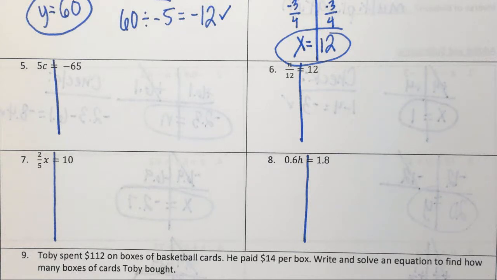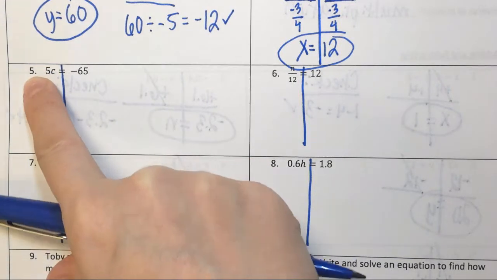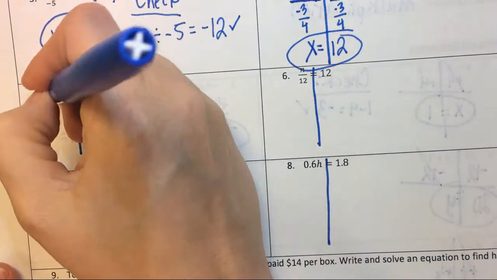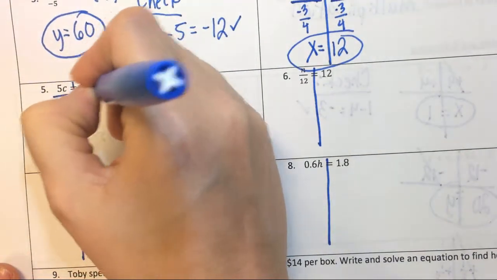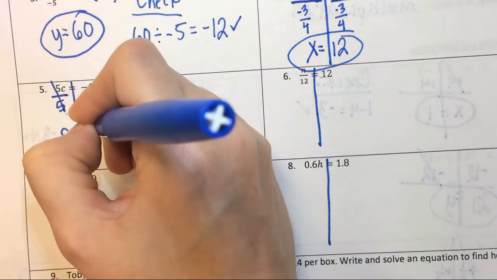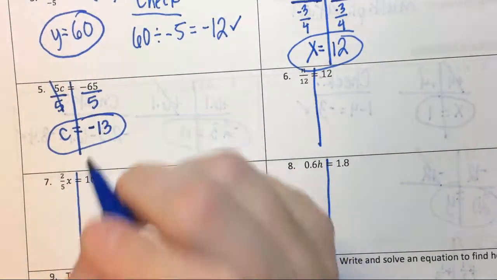Okay, let's go over these. On number 1, I have 5C. So I need to remember this is multiplication. So what's the opposite? Division. Divide by 5. So C is equal to negative 13. Good.